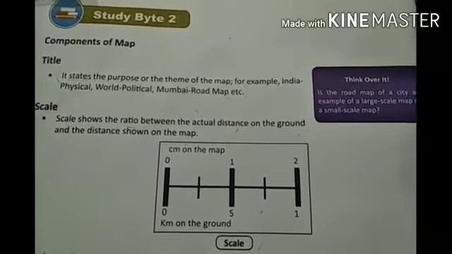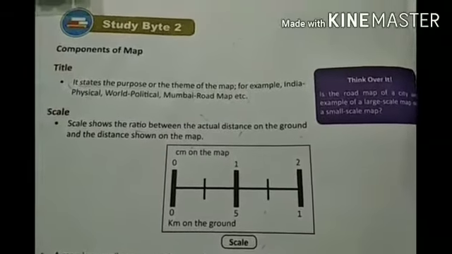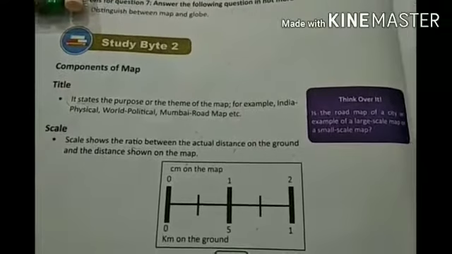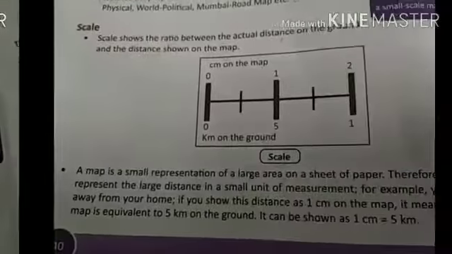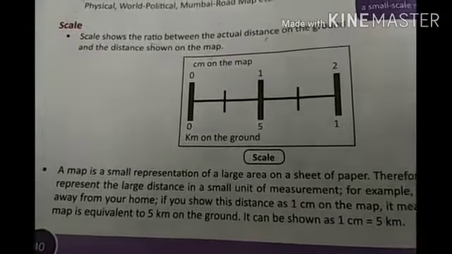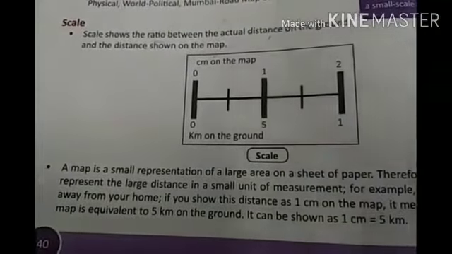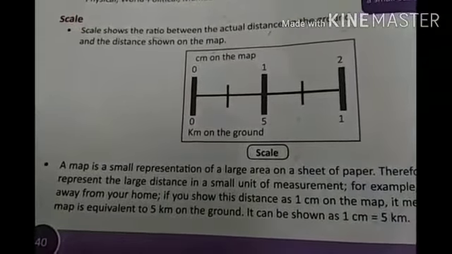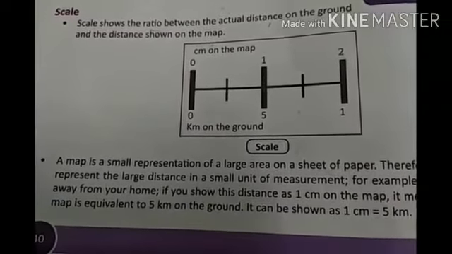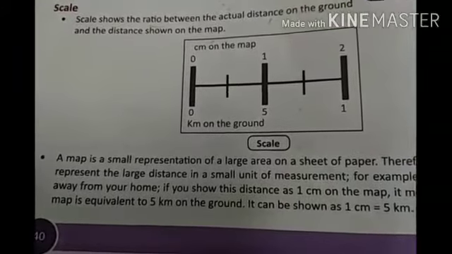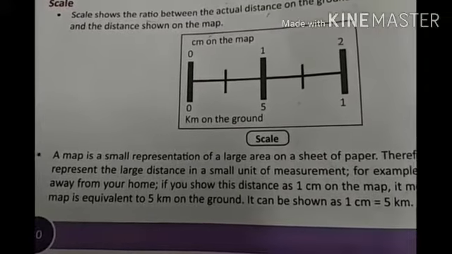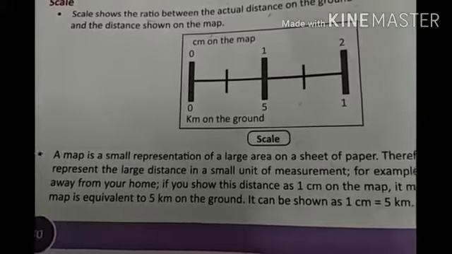Now there are many maps which are scaled and also which are not scaled. If they are scaled, then the scale of the map will be written down, like for example 1 centimeter. A map is a representation of a large area on a sheet of paper in a small way. Like for example, we have seen just now 5 kilometers represented as 1 centimeter on the map. In the same way, 10 kilometers can be represented as 1 centimeter on the map. So this way the representation is done on the map.